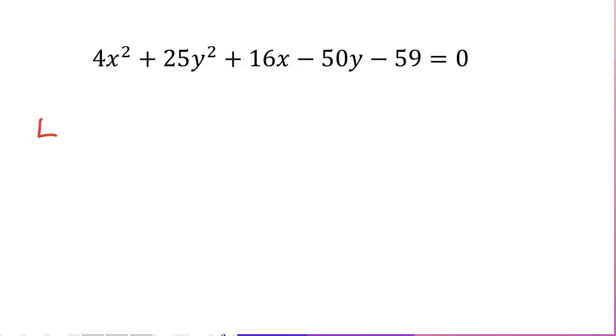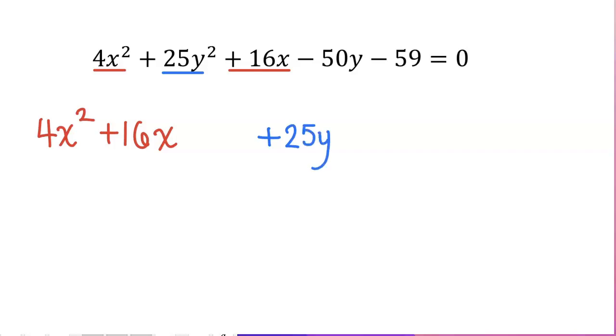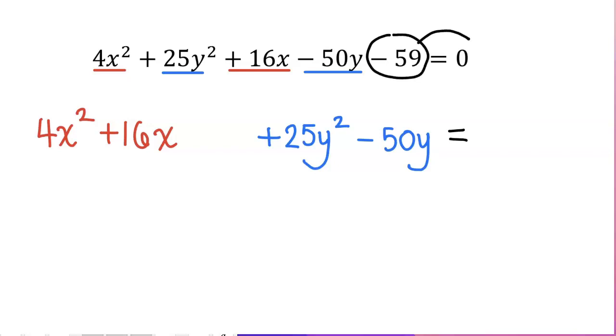Gather all the x's to the front first. I have 4x squared. Now where's the other x? Here it is, plus 16x. After that, let's gather all the y's. There is 25y squared, and then minus 50y. You can just leave that 59 there, but I like to move it to the other side. It will have to eventually move to the other side. So move that negative 59 to the other side by adding 59. So that minus 59 is now positive 59.